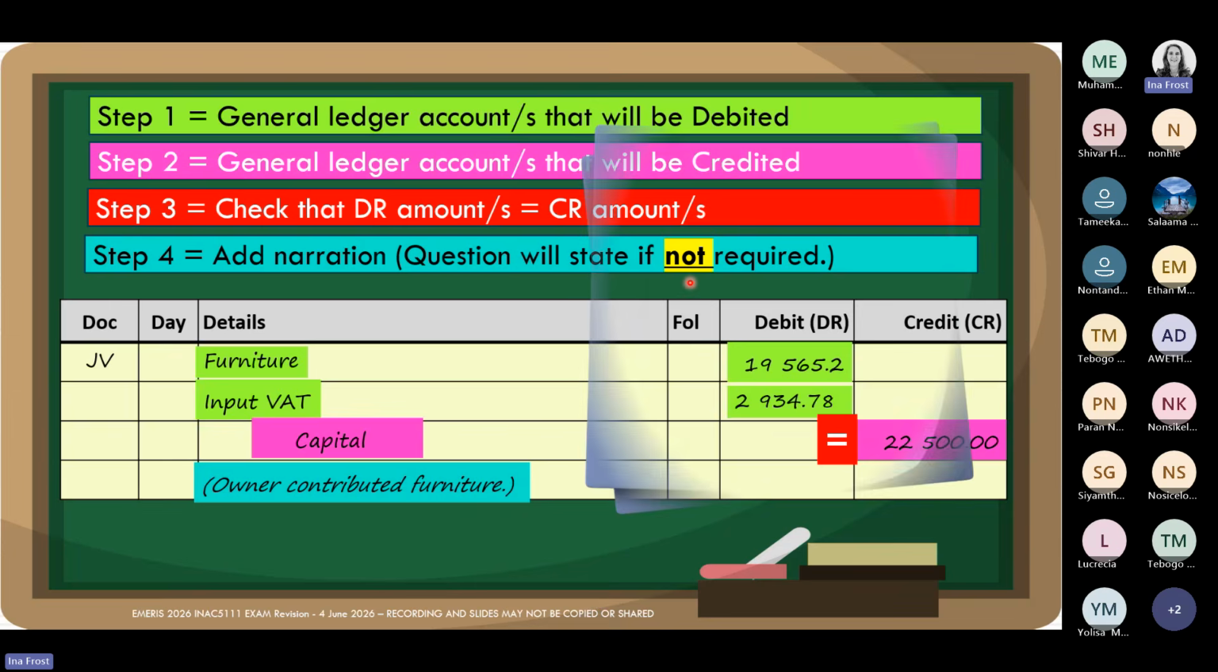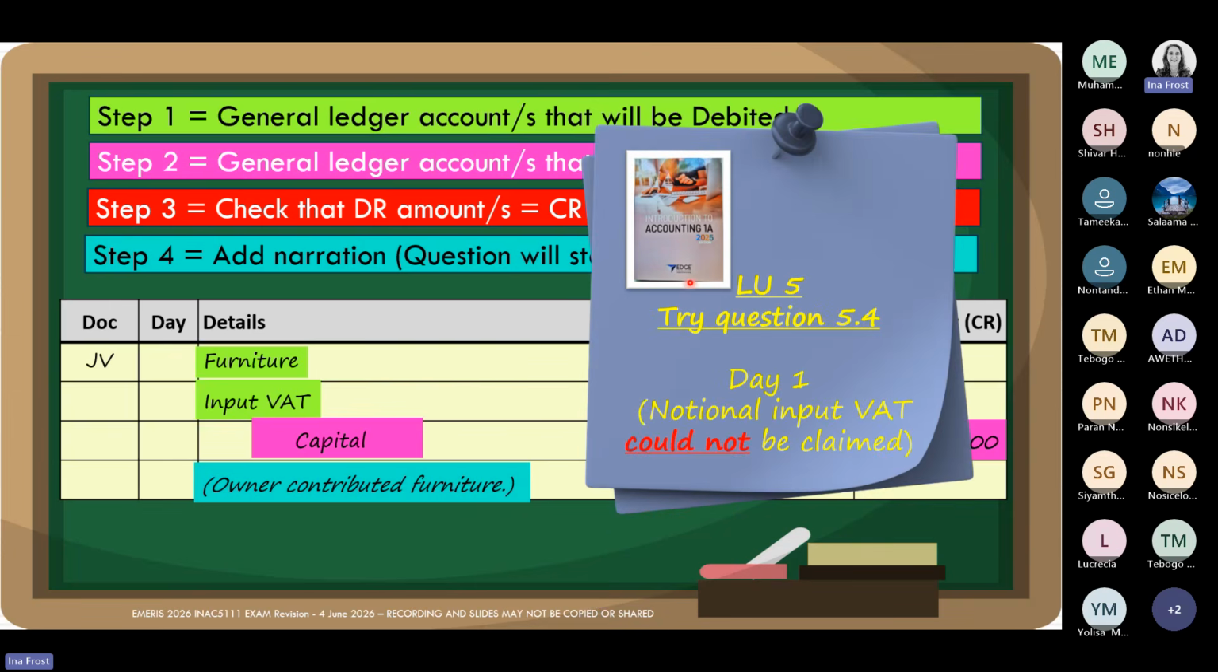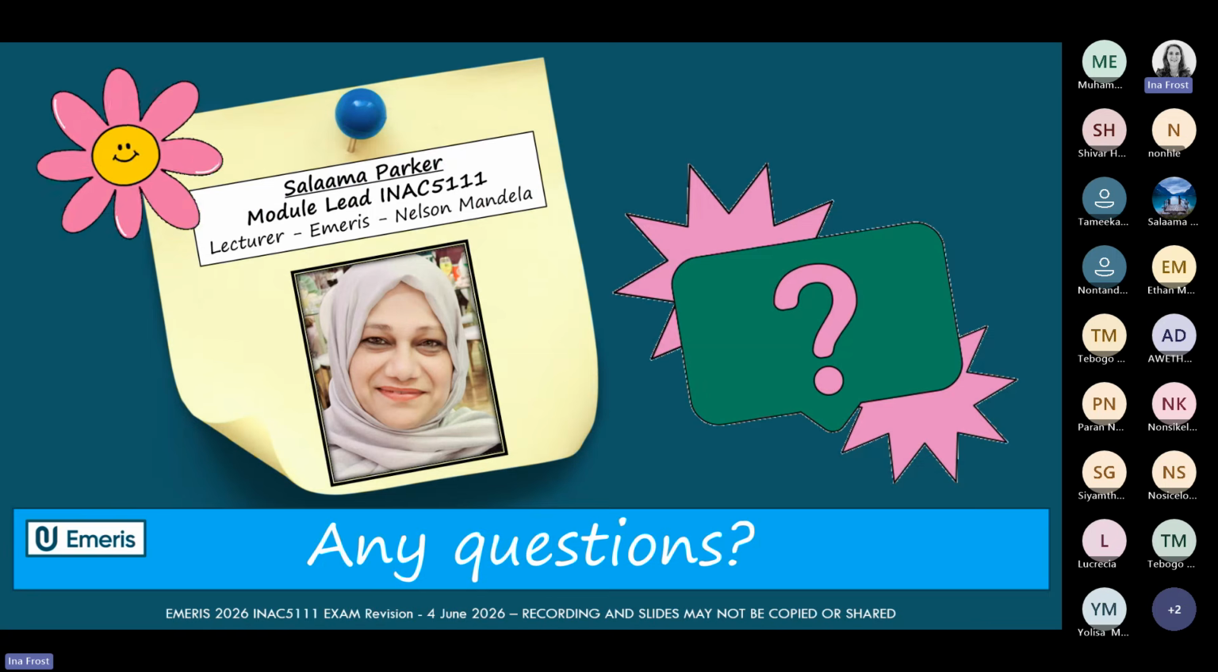If you want to practice more entries where the owner makes a capital contribution, you can go back to question 5.4 and you can look at day number 1. In day number 1, they could not claim the input VAT. So it is slightly different from this one where we could claim the input VAT. Salama, anything to add for our students?